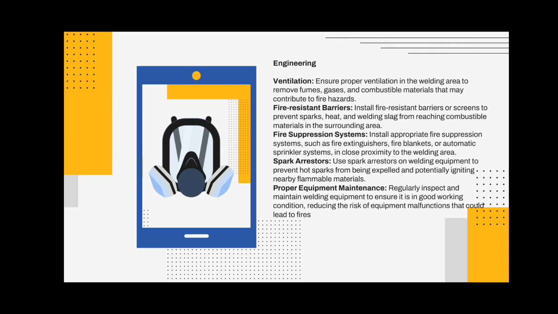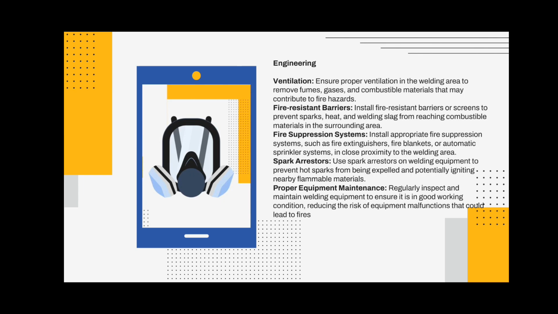The next one, I would like to talk about engineering measures for welding fire hazard. The first one is ventilation, which is to ensure proper ventilation in the welding area to remove fuel, gas, and combustible material that may contribute to fire hazard. The second one is fire resistant barriers. Install fire resistant barriers or screens to prevent spark, heat, and welding slag from reaching combustible material in the surrounding area. The third one is a fire suppression system.